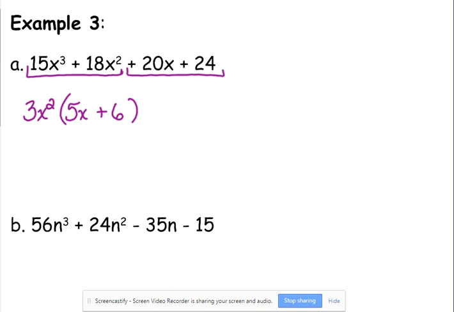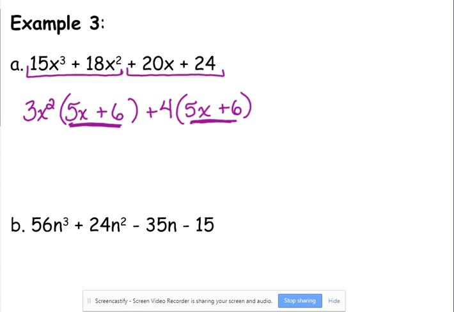Okay, what about in the second pair? What's our GCF there? 4. So we're going to put a plus 4, and we're going to factor it out. 20 divided by 4 is 5. It had an x. 24 divided by 4 is 6. Notice, this linear factor, 5x plus 6, is linear. It is the exact same thing, okay?